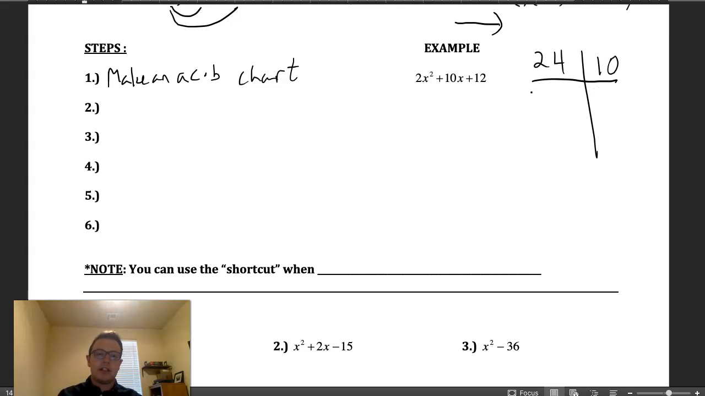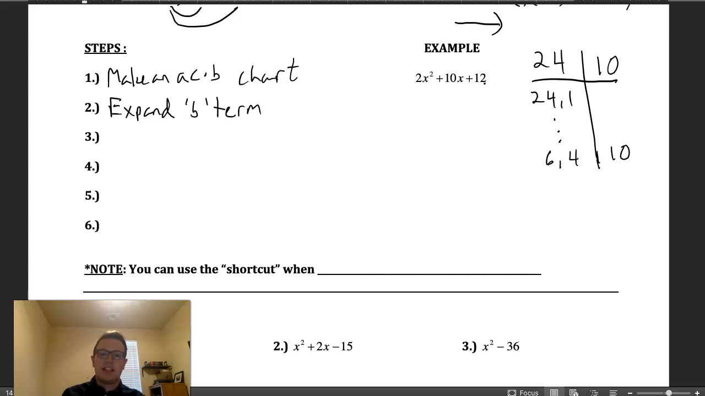We'd look at this and say 24 and 1 isn't going to work. Negative 24 and negative 1 isn't going to work. We'd keep going until we get to 6 and 4, because 6 and 4 add together to make 10. Step 2 is going to be expand your B term. So instead of writing this as 10x, we're going to split that up into 6x and 4x. So this will become 2x squared plus 6x plus 4x plus 12.